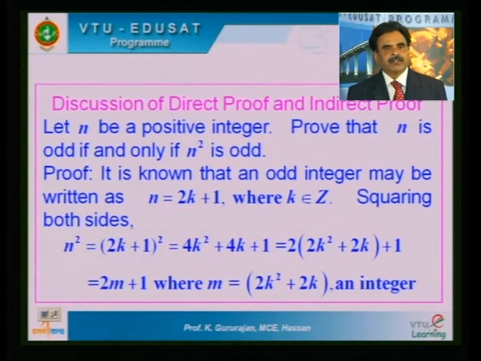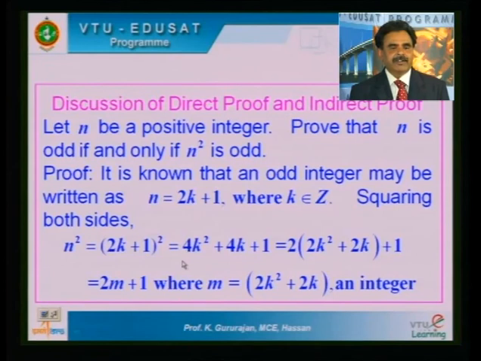Now we want to prove the other part, that is, to assume that n square is an odd number, to prove that n is an odd number. So now we shall assume that n square is odd, and prove that n is an odd number.